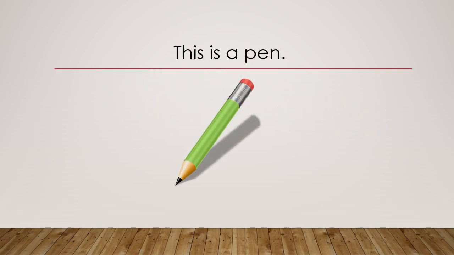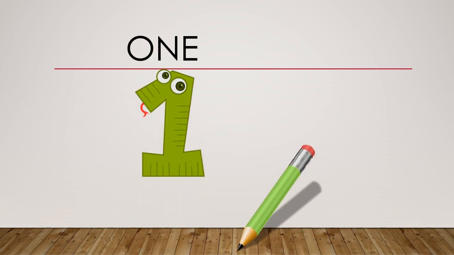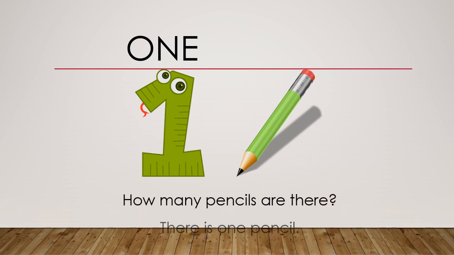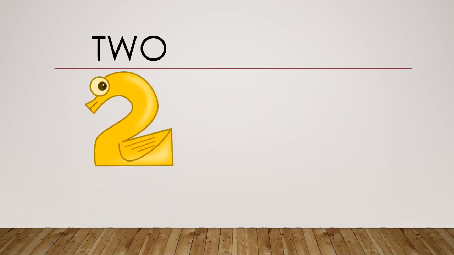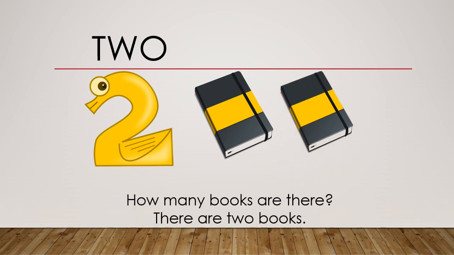This is a pen. 1. 1. How many pencils are there? There is one pencil. This is a book. 2. 1, 2. How many books are there? There are 2 books.